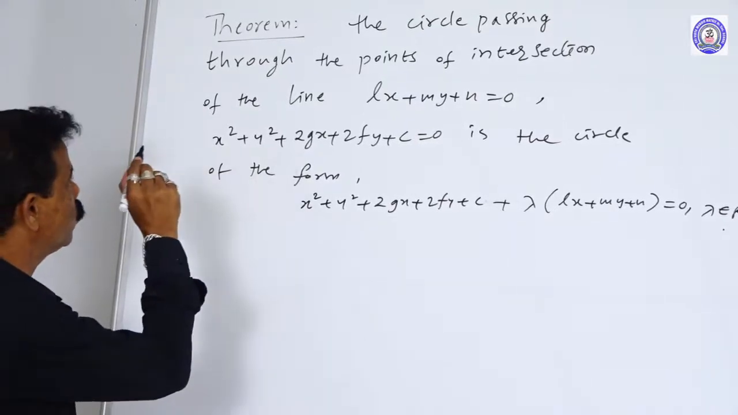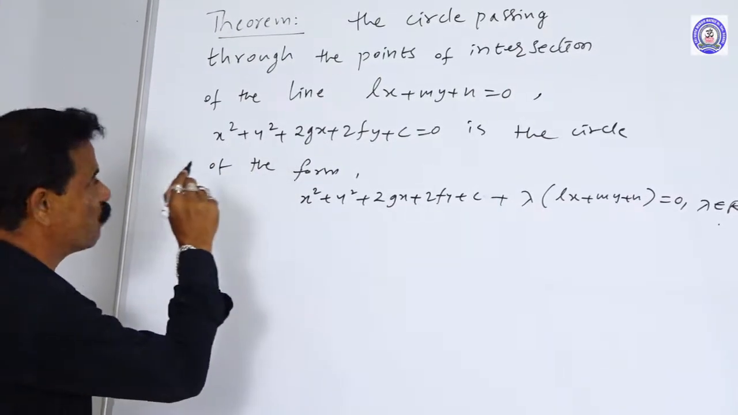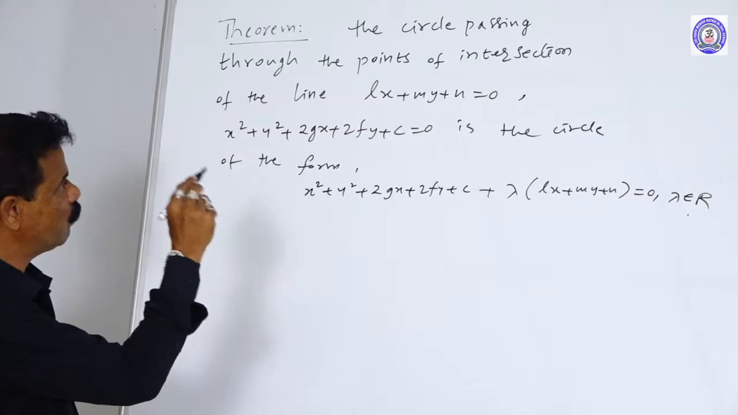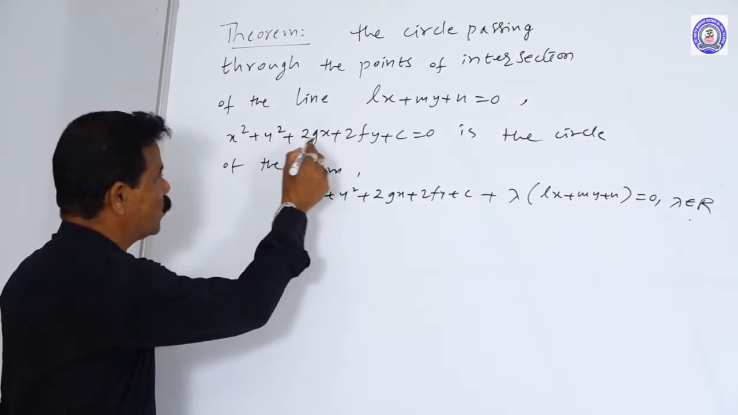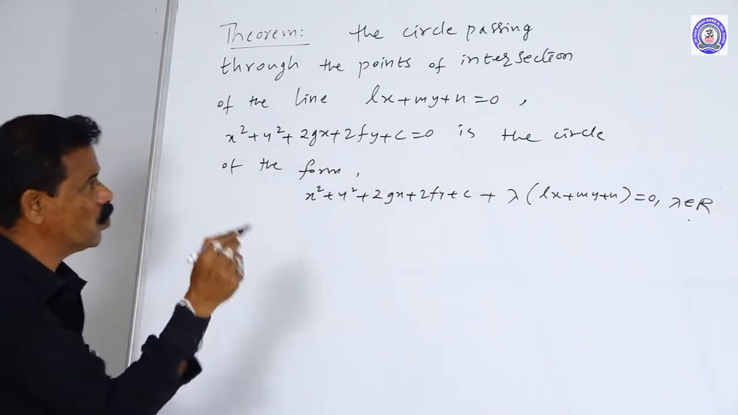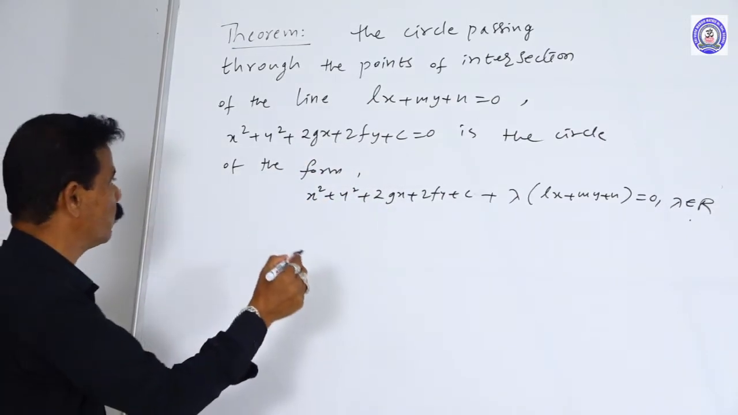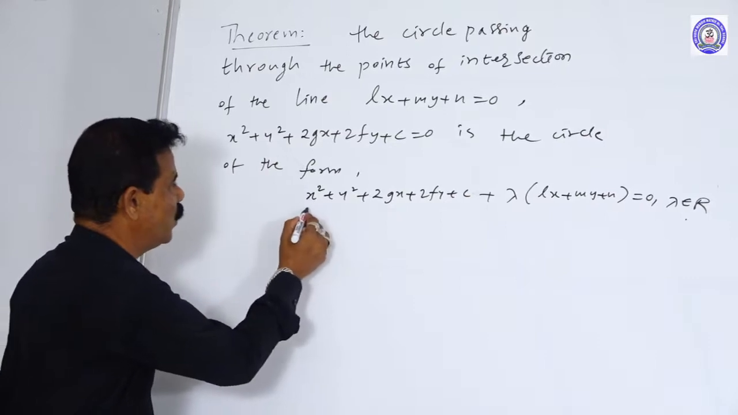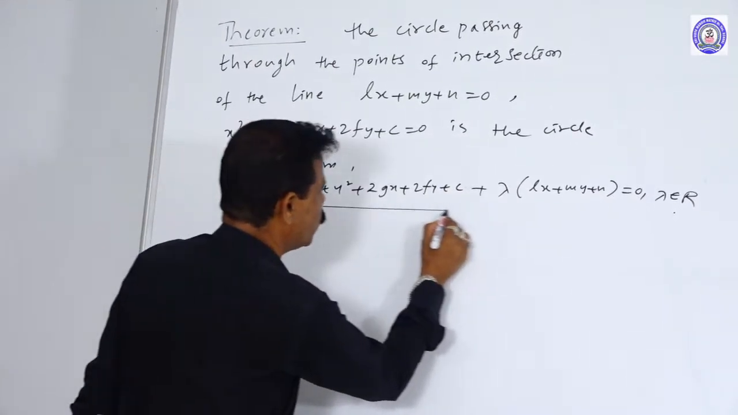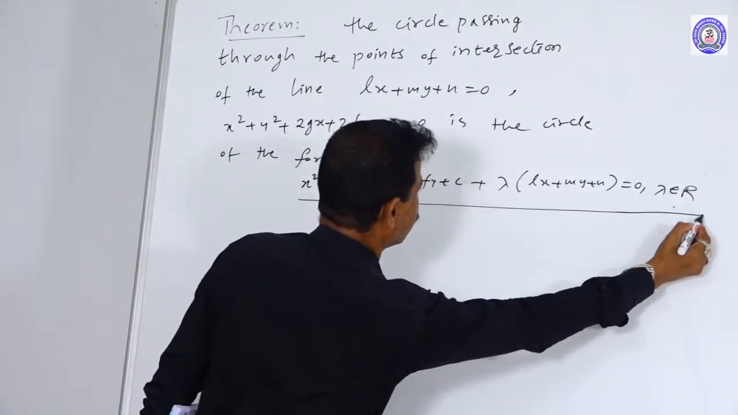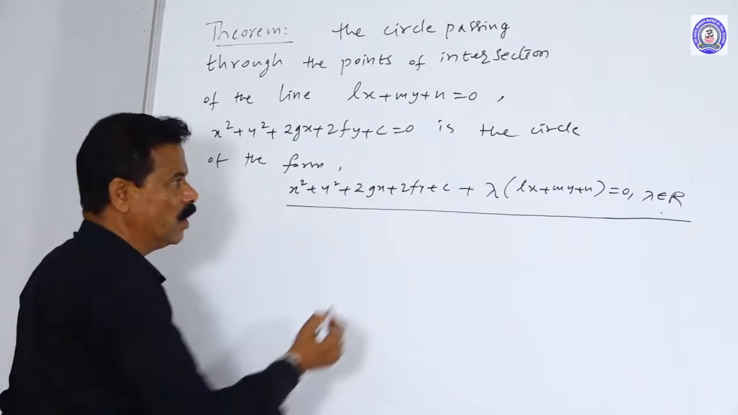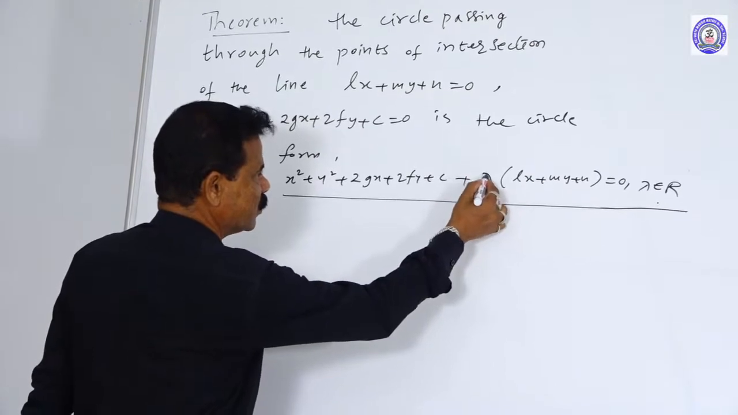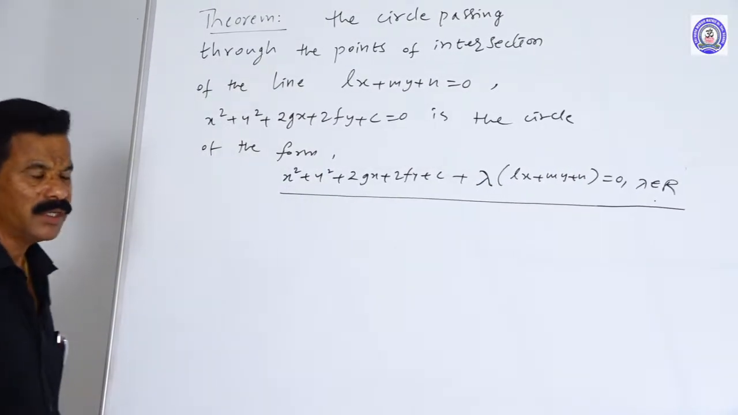The circle passing through the points of intersection of the line Lx plus My plus N is equal to 0 and the circle x square plus y square plus 2gx plus 2fy plus c is equal to 0 is the circle of the form x square plus y square plus 2gx plus 2fy plus c plus lambda into (Lx plus My plus N) is equal to 0. Here lambda can be any real number.